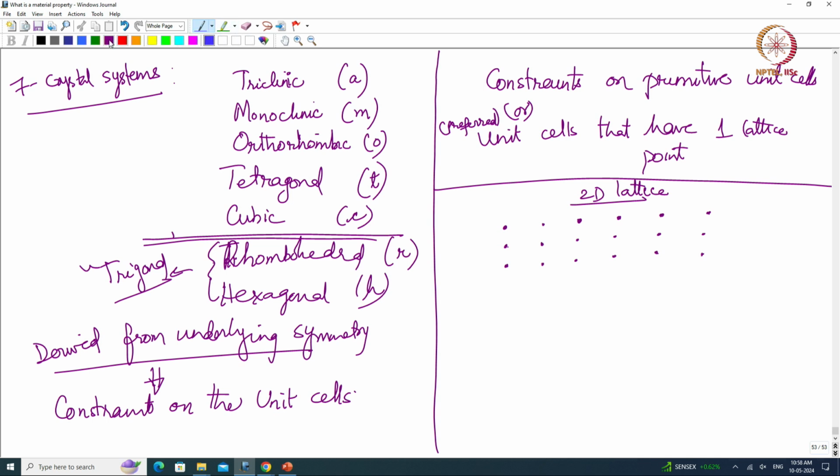Okay. Lattice points. So I am going to put lattice points, let us say more close to that, right.